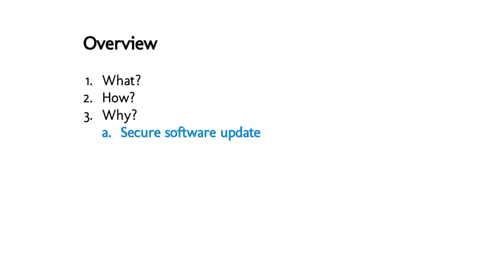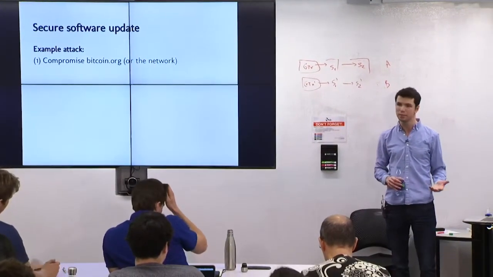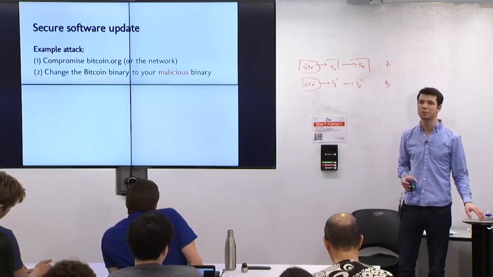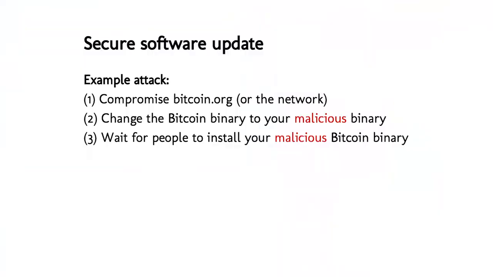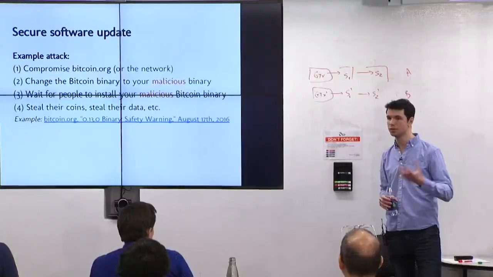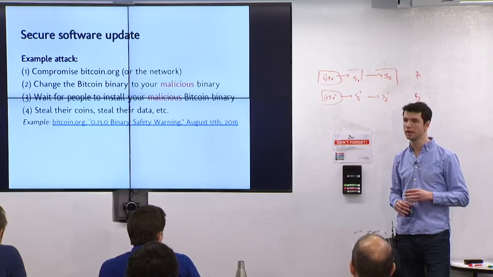OK, so let's talk about the why, since so far we've been talking abstractly about these statements, but what could these statements actually be? So let's look at a secure software update. How do you do secure software update? An example attack on a software update scheme is that somebody compromises the bitcoin.org domain, and they change the Bitcoin binary to a malicious binary, and they wait for people to install that malicious binary. And then they steal their coins, they steal their data, they could execute arbitrary code. An example of this was the binary safety warning on the Bitcoin website. At some point, they were very concerned that a state actor is going to mess with the DNS servers and redirect clients to a different server and make them download a bad Bitcoin binary.